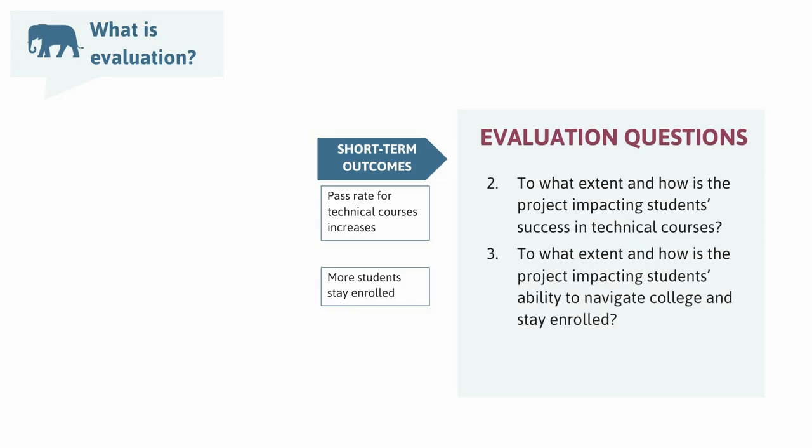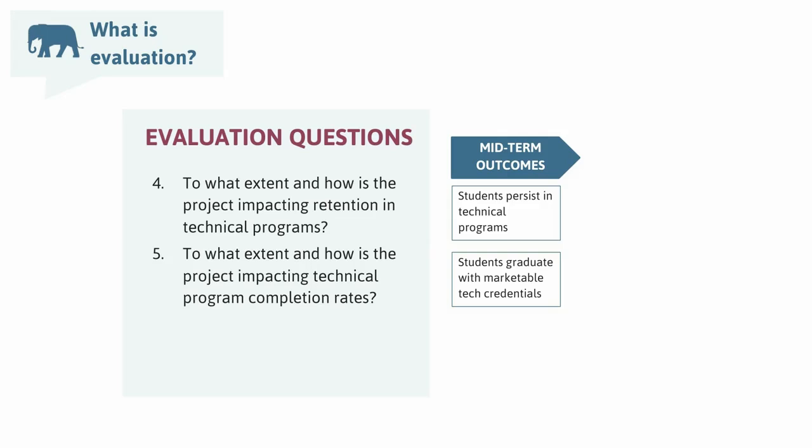Then I'd move to the next level of outcomes. So I'd want to determine the extent to which the project is impacting student success in technical courses. So that's question number two here about success in technical courses, and then their ability to navigate college and stay enrolled, which is question number three. I think you guys brought up both of those questions as well. So next I'd suggest looking at how the project is impacting student persistence in technical programs. So question number four here on the screen, and program completion rates, which is question number five.